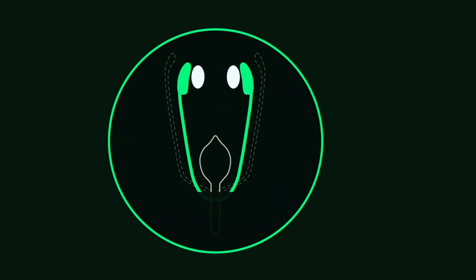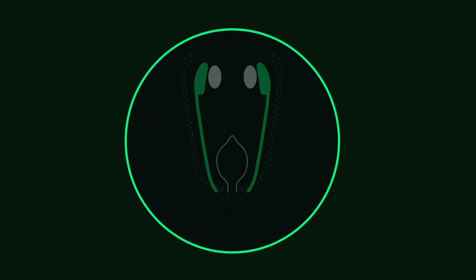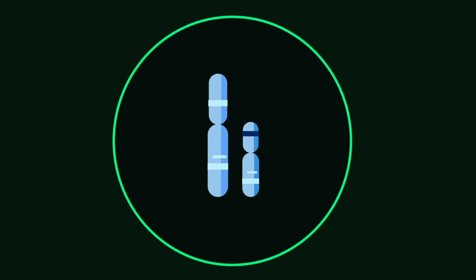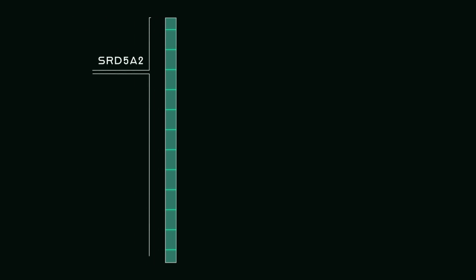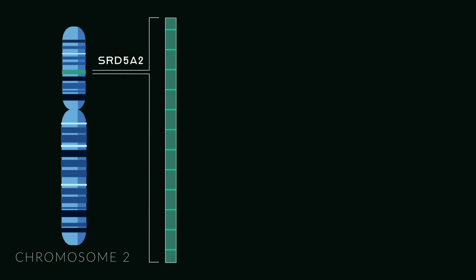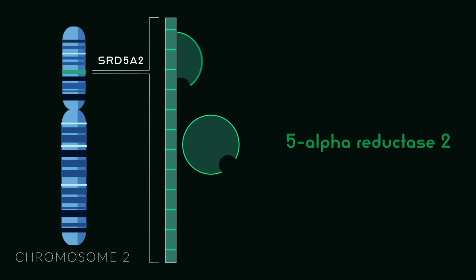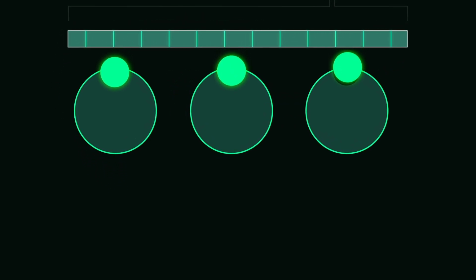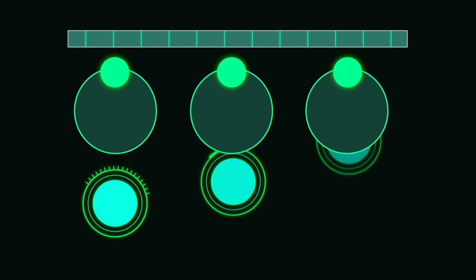At conception, the chromosome set for 5-ARD begins with the typical 46XY. Most cases are caused by an inherited mutation in the SRD5A2 gene, located on chromosome 2. This gene provides instructions for making an enzyme called 5-alpha reductase 2. In typical circumstances, the enzyme converts the hormone testosterone into dihydrotestosterone, DHT.